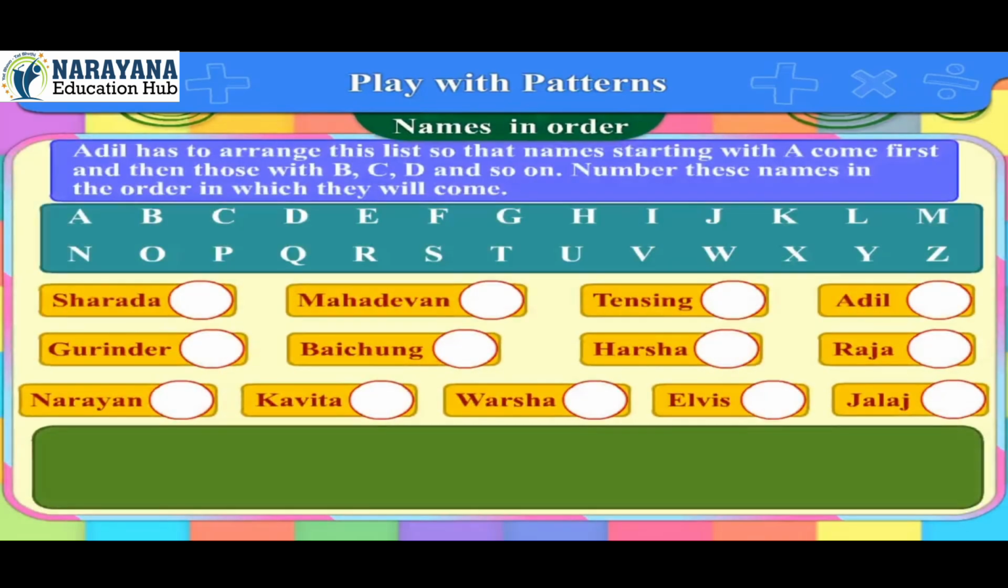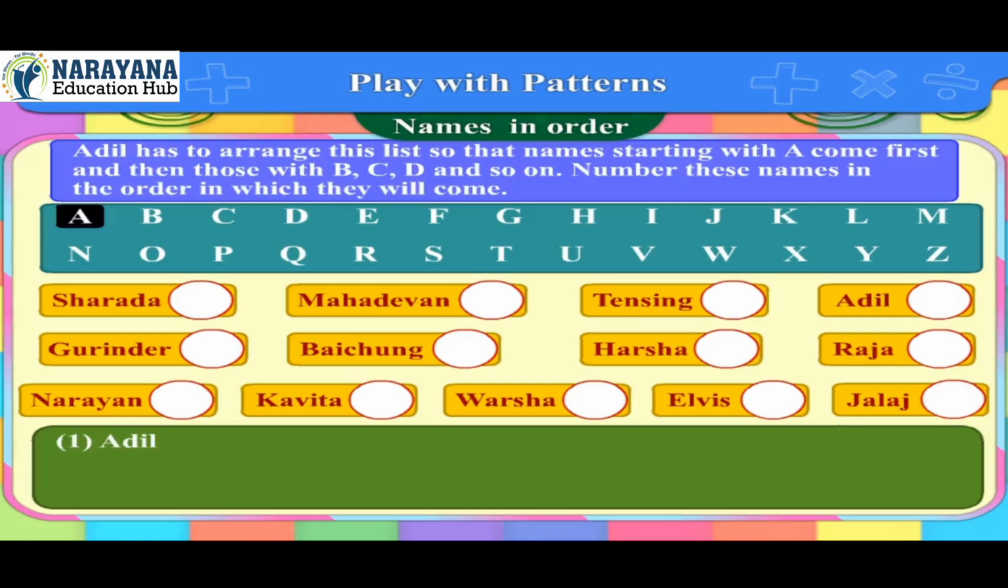Names in order. Adil has to arrange this list so that names starting with A come first and then those with B, C, D and so on. Number these names in the order in which they will come in the boxes given next to the names. Let's write the names accordingly.